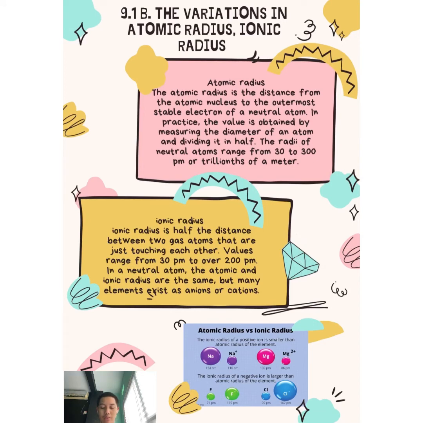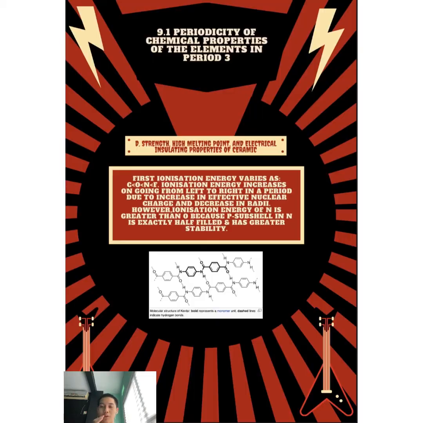The ionic radius is half the distance between two ions that are just touching each other. Values range from 30 to over 200 pm. In a neutral atom, the atomic and ionic radius are the same, but many elements exist as anions or cations.